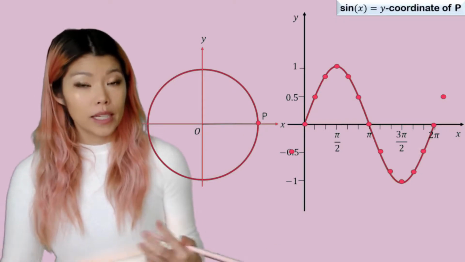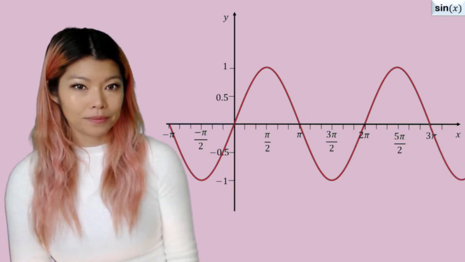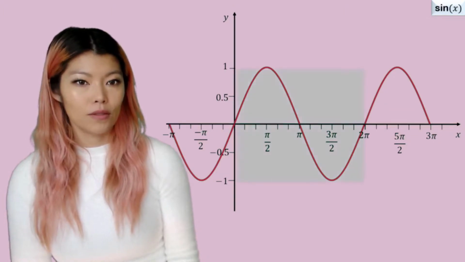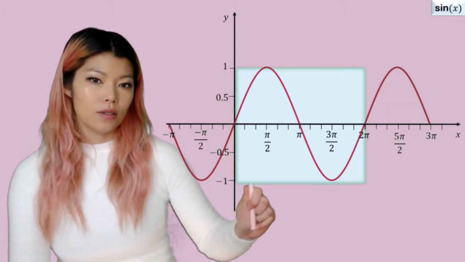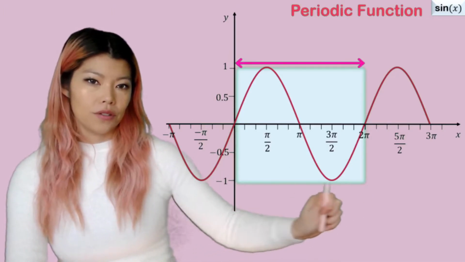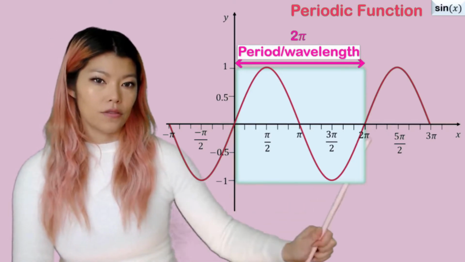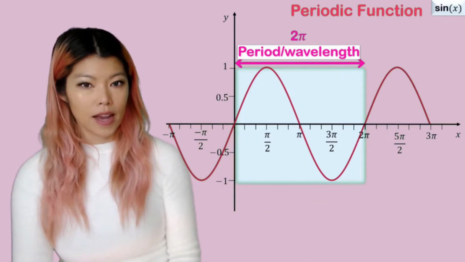Something that repeats we call periodic. So this is a periodic function. Periodic means that it repeats. And the period, or the bit that repeats, is this section over here. We call this section the period or the wavelength, and it's a distance of 2 pi for this particular graph, sine x.